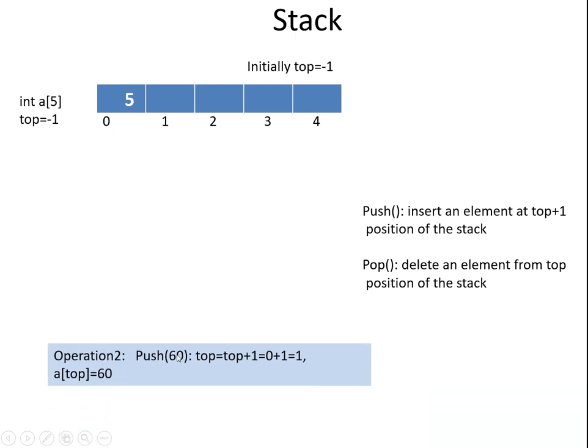Next, operation 2, push 60. We have to perform top is equal to top plus 1. Currently top is at the 0th position. Now we increase top by 1, so at the 1st position we can insert this 60. Next operation is push 7. Now the top will be increased by 1, and in this position we can insert 7.